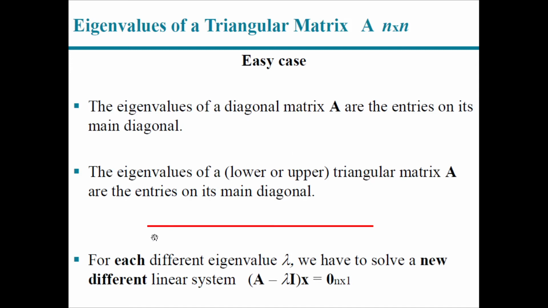But once you find them, for each different eigenvalue, you need to solve a different homogeneous system. That's a lot of work still. But you got your eigenvalues for free. So at least there's something positive there.